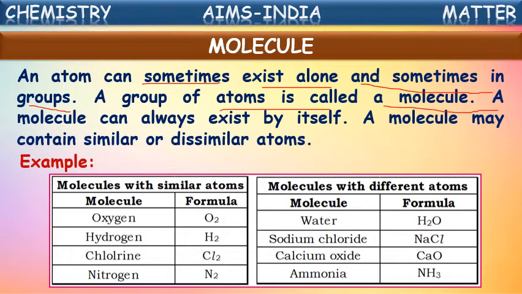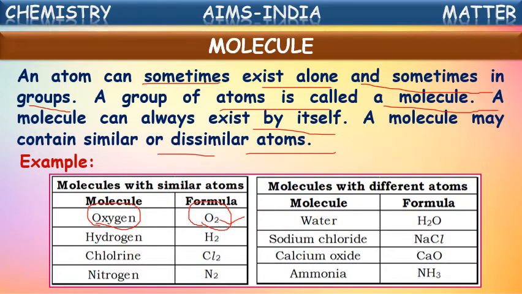A molecule can always exist by itself. A molecule may contain similar or dissimilar atoms. Two or more atoms can combine and form a molecule. Let us see some examples here. Oxygen is a molecule. Its formula is O2. Two oxygen atoms are combining and forming an O2 molecule.